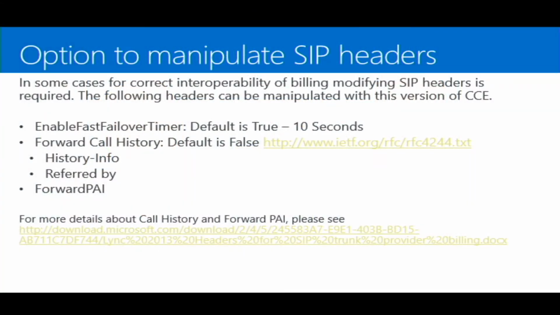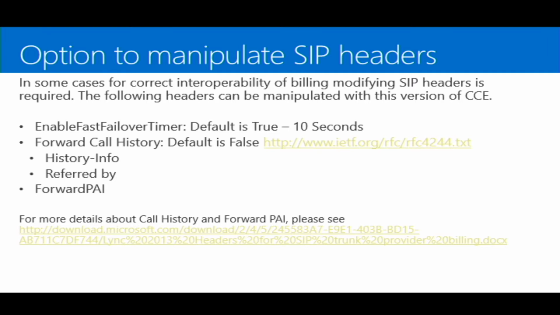So we'll start with the first one. The first one is technically not a SIP header thing, but it's kind of lumped into this class of features. So we have what's called a fast failover timer, and by default, it's on. And by default, it's 10 seconds. And what this says is that if the call setup doesn't occur within 10 seconds, the call has failed. 99.99% of the time, this is right.